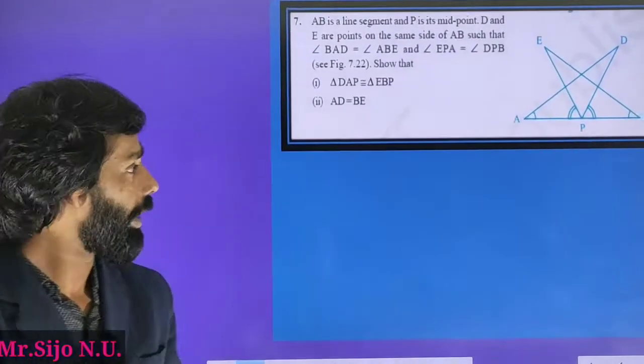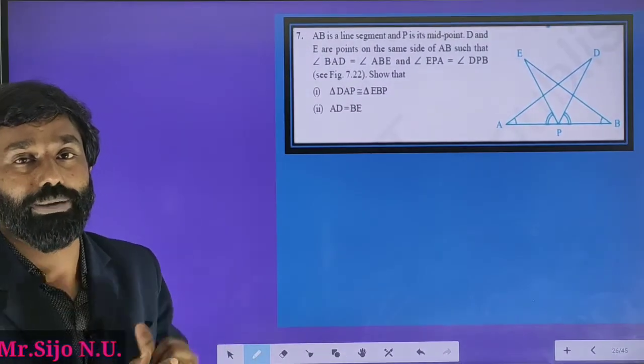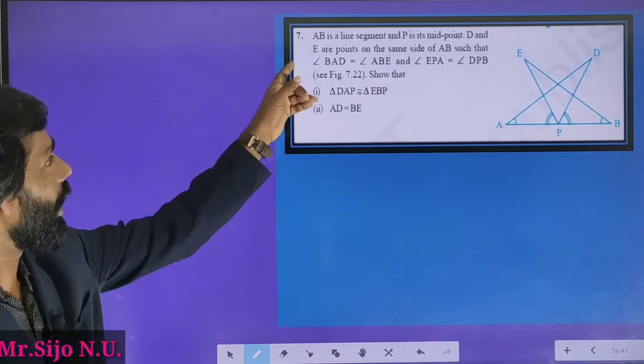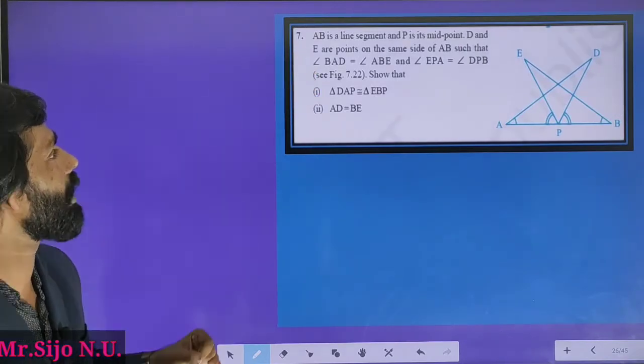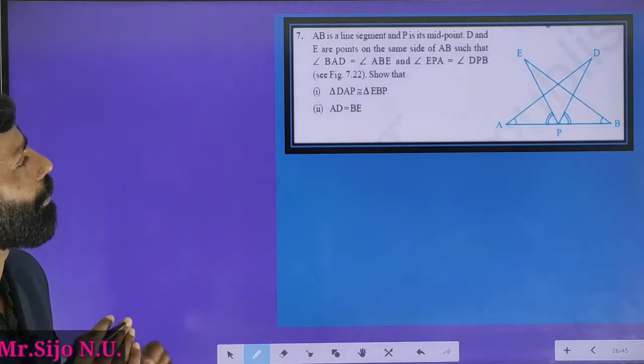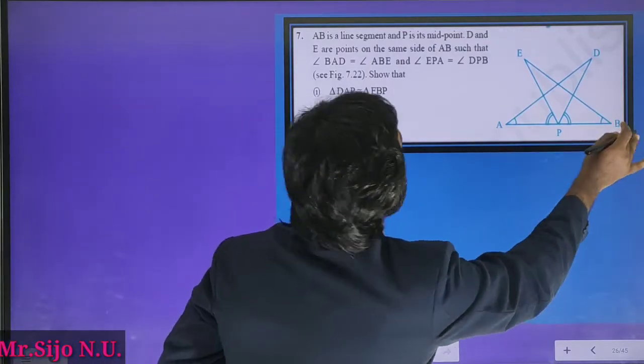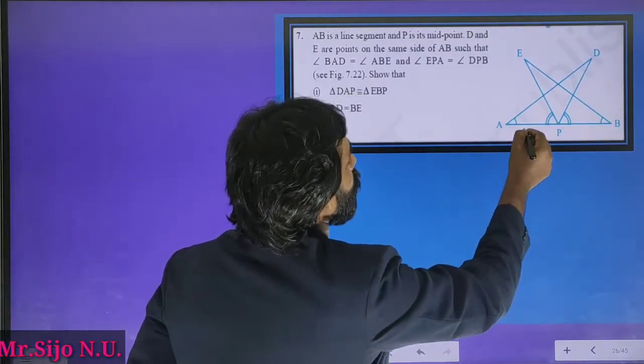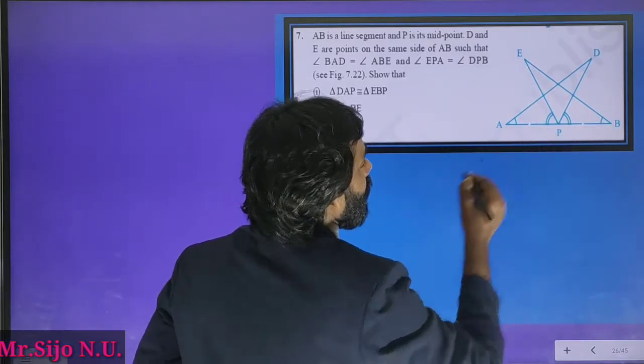Question number 7. It is also just the same as the previous question, right? So here is AB. What is the question? AB is the line segment and P is its midpoint. See, AB is the line segment, P is the midpoint. So here itself we can mark this side equal to this side, right?